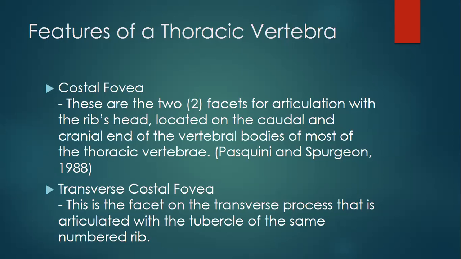So the costal fovea are two facets for articulation with the rib head, located on the caudal and cranial end of the vertebral bodies of most of the thoracic vertebrae. While the transverse costal fovea is a facet on the transverse process that articulates with the tubercle of the same numbered rib. I will let you know where it is located when we go to the lab.